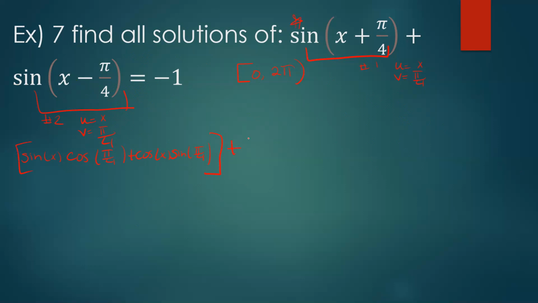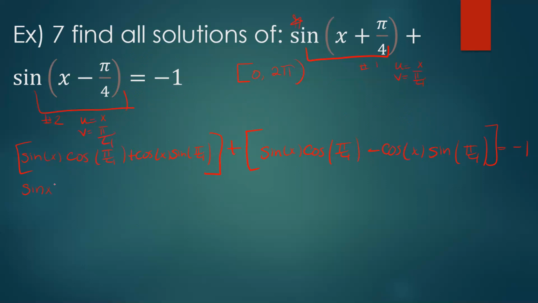That's going to be, I'll put it in brackets just to make it easier, sine of x times cosine of pi over 4 minus cosine of x times sine of pi over 4, bracket, and that should equal -1, right? Okay, so now all we have to do is simplify. Starting here, this is just sine of x.